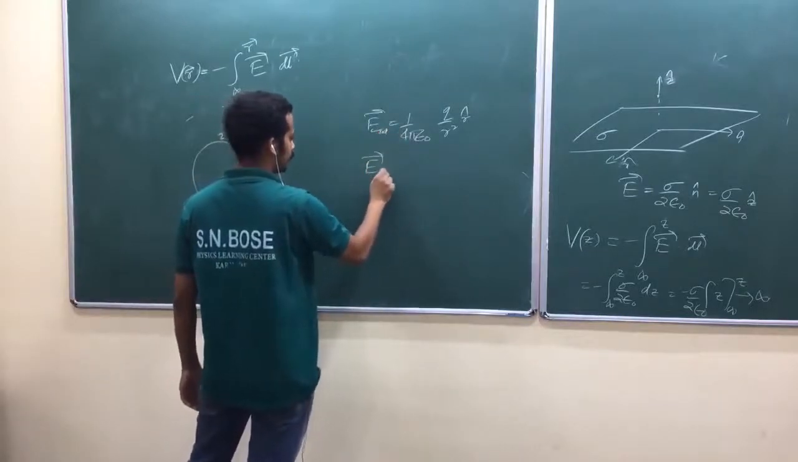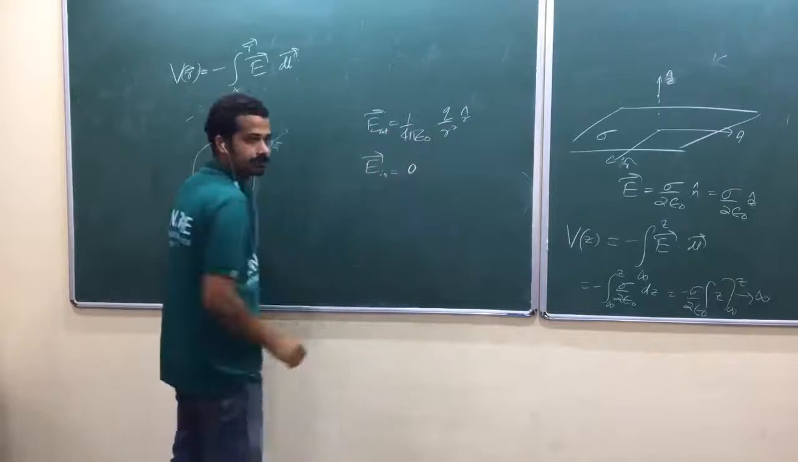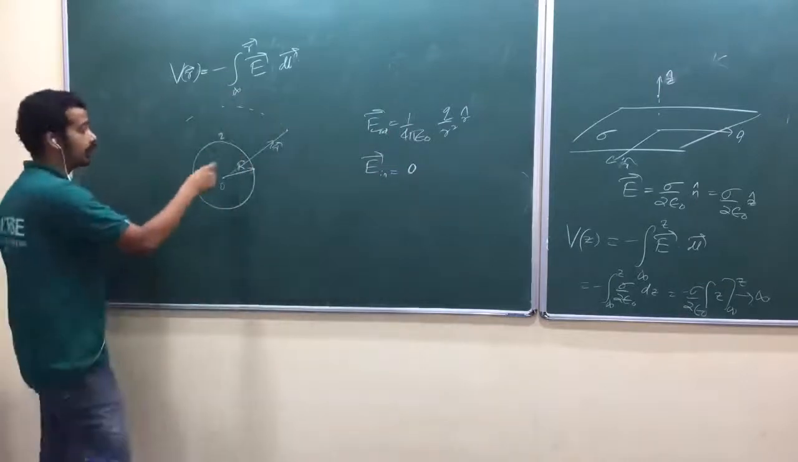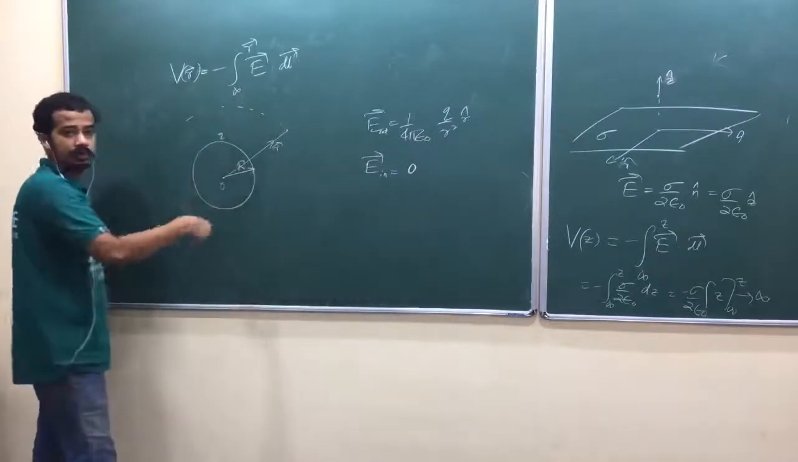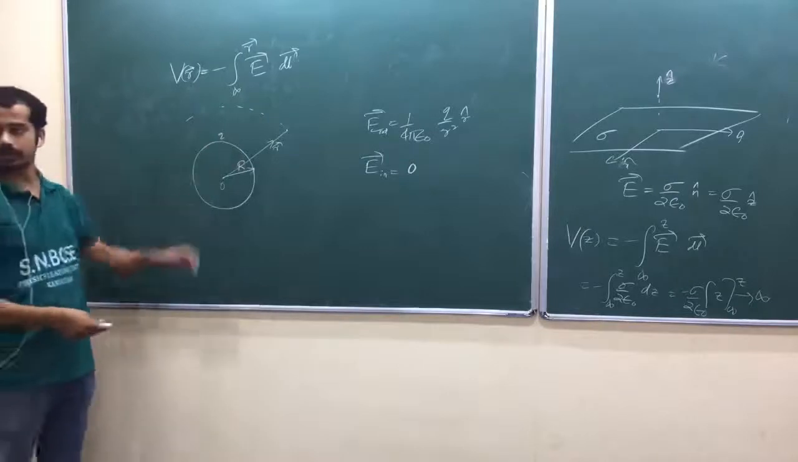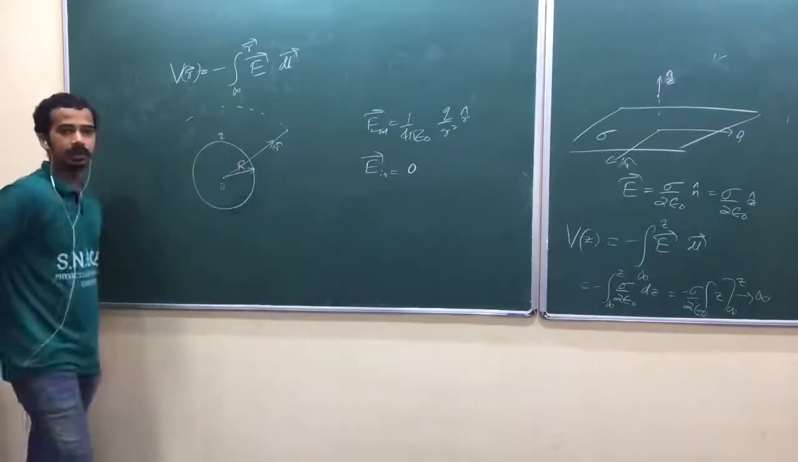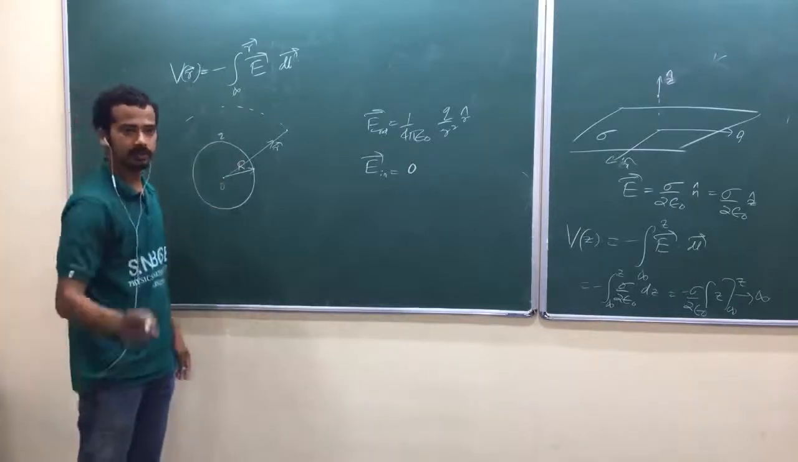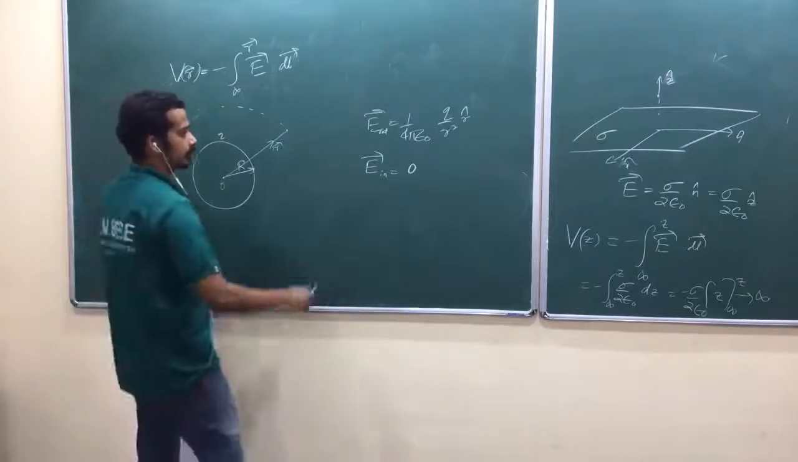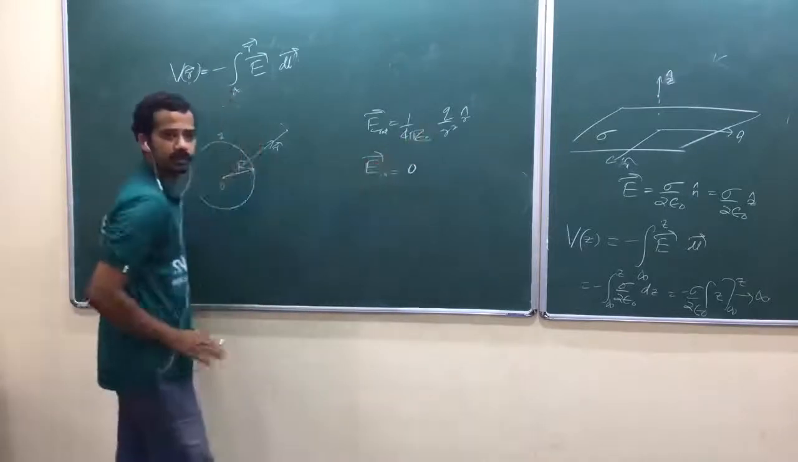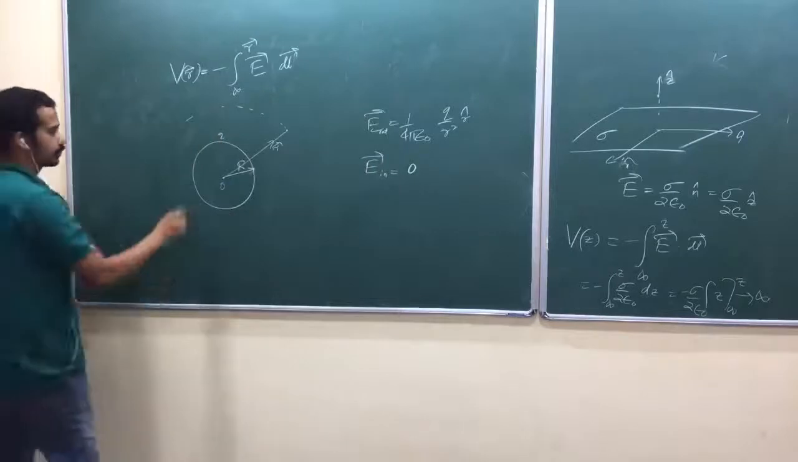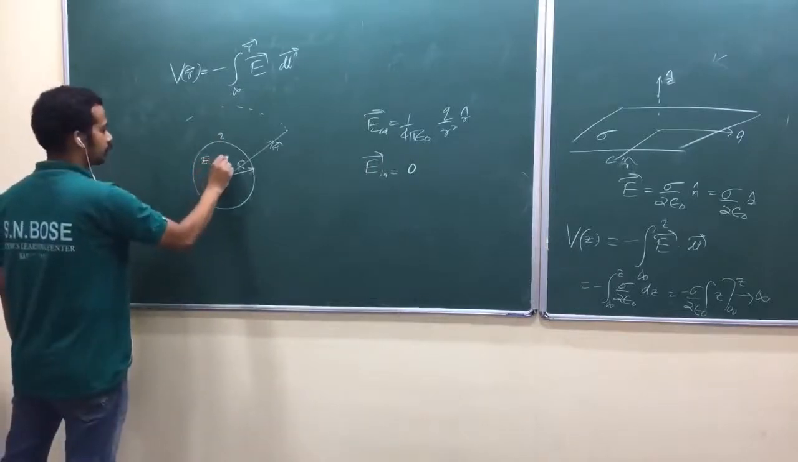Electric field inside, what is this one? I'm talking about shell. Okay, Q is distributed over the spherical shell. There is no charge inside. If you take a Gaussian surface inside, it encloses no charge. So that's why electric field outside is this one. Electric field inside equal to 0. This is the situation. Okay, electric field inside equal to 0.